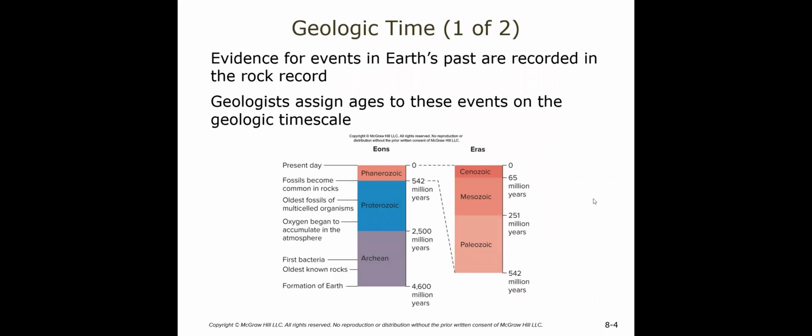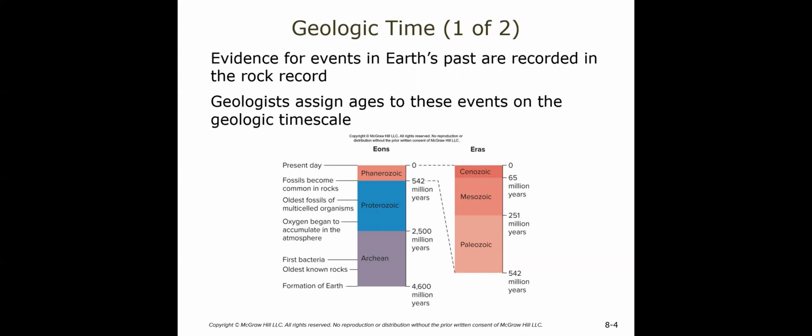Evidence for events in Earth's past is recorded in the rock record. What that means is if something major happened, you can usually tell when and what it was by looking at the geology that was present at the time. A good example of this would be asteroid impacts. Geologists assign ages to these events on the geologic time scale.